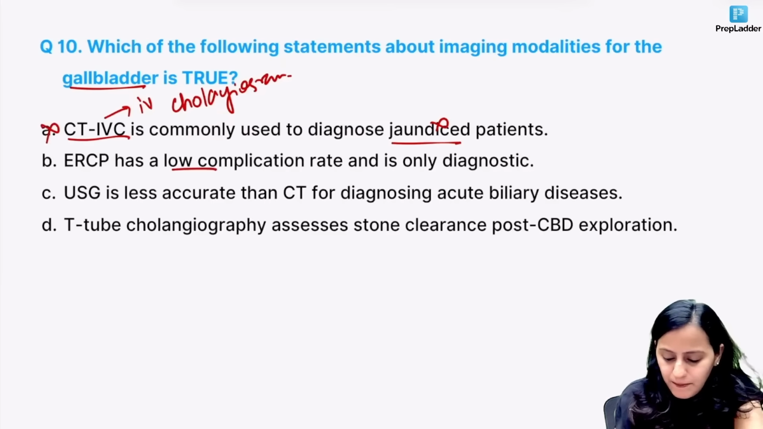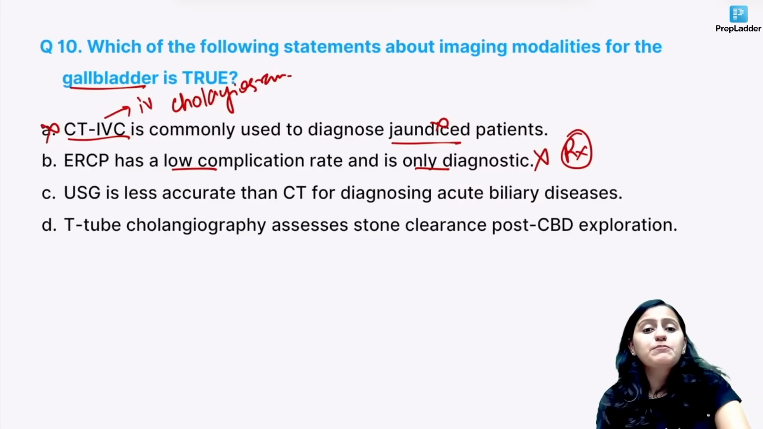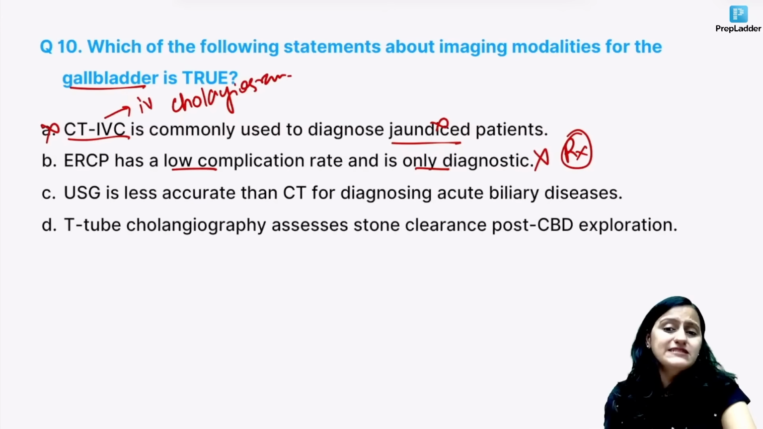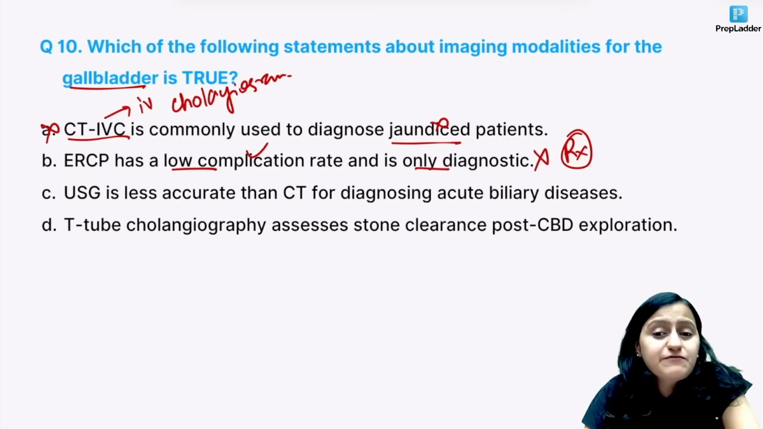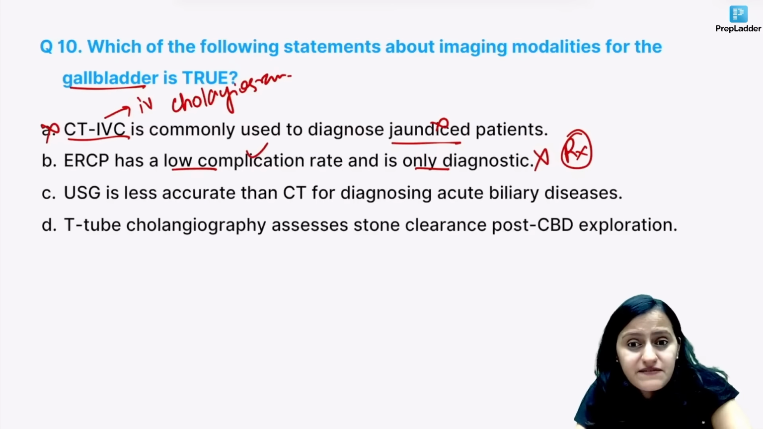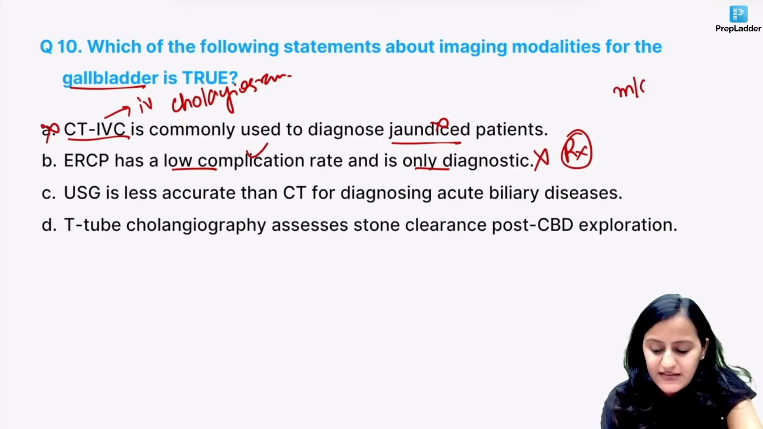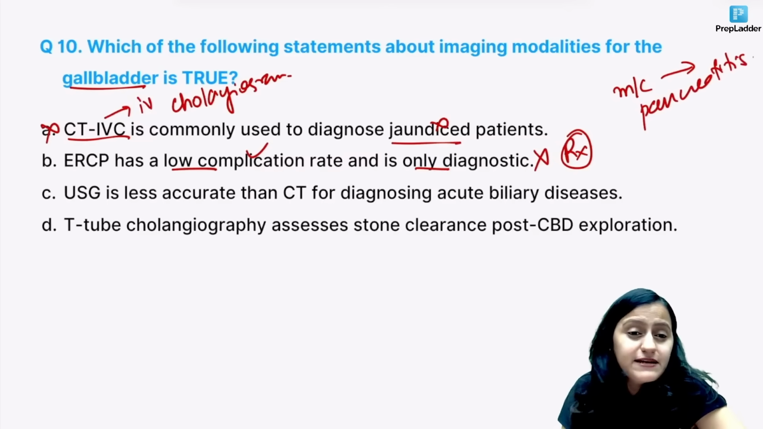ERCP has a low complication rate and is only diagnostic. This is also incorrect because you know that ERCP is therapeutic also, right? When you see a stone, you can remove it from the CBD, and it does have a lot of complications because it is an invasive procedure. MRCP is non-invasive, ERCP is invasive. So tell me, what is the most common complication with ERCP? Pancreatitis. Pancreatitis is common after ERCP.